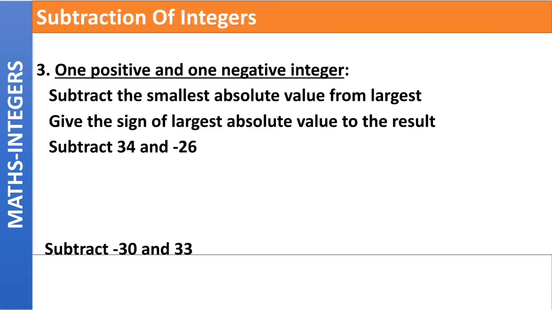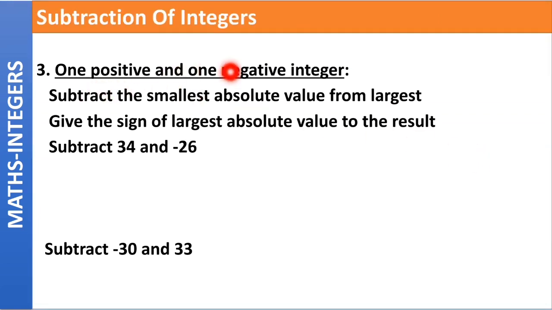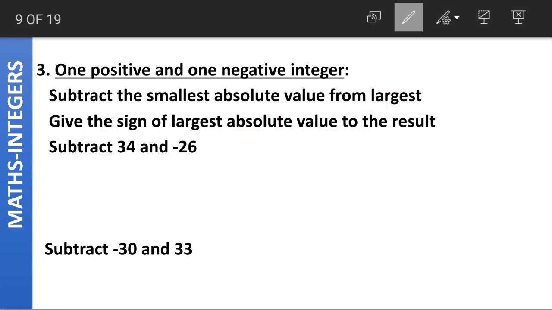The third possible case is we have one positive and one negative integer. Again the same as addition. Subtract the smallest absolute value from the largest. Give the sign of largest absolute value to the result. First question is to subtract 34 and minus 26.